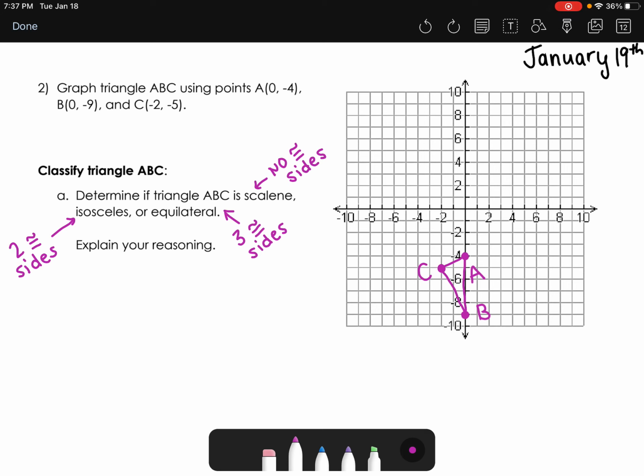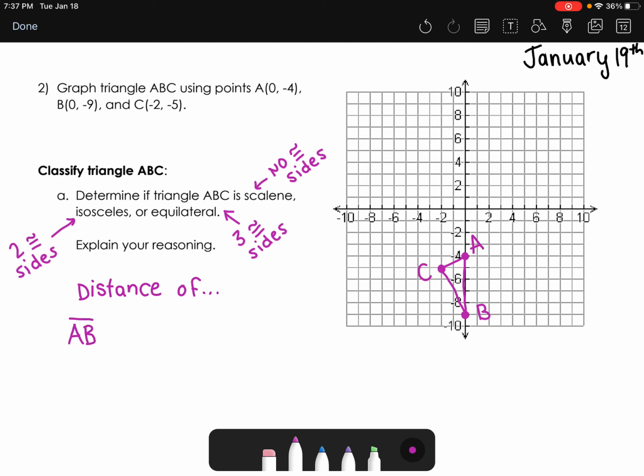So it says explain your reasoning. Okay, so to determine if the triangle is any of these 3, we have to calculate the lengths of each of the 3 sides. So let me erase this A here. Just move it out of the way for a second. Move it up there. Perfect. All right, so what are the 3 sides? We're going to find the distance of each side. Okay, so distance of... Let's find the distance of, let's do AB. That one's kind of speaking to me first.